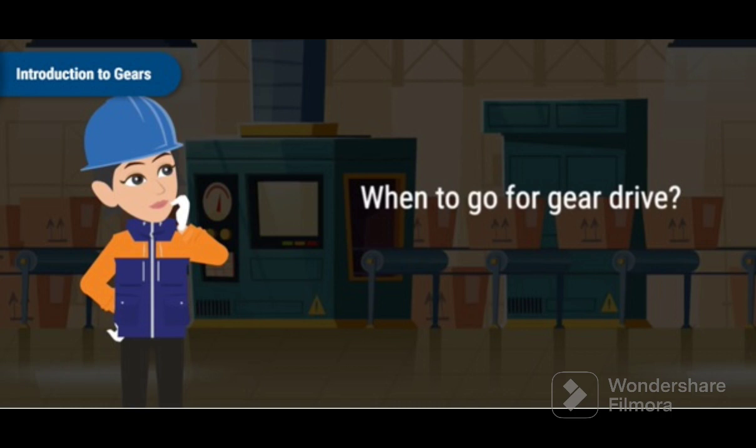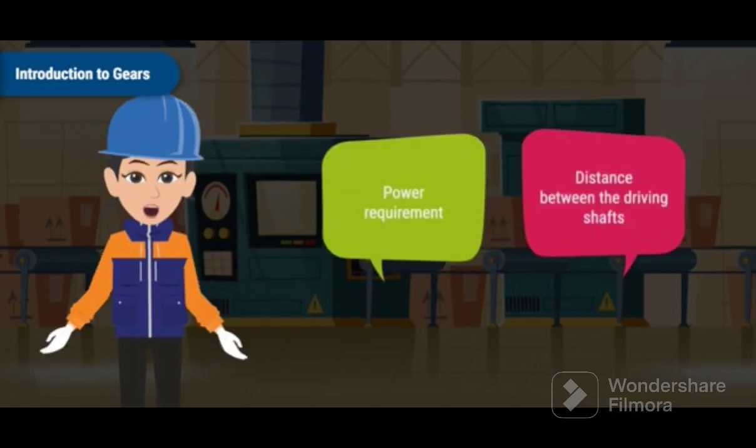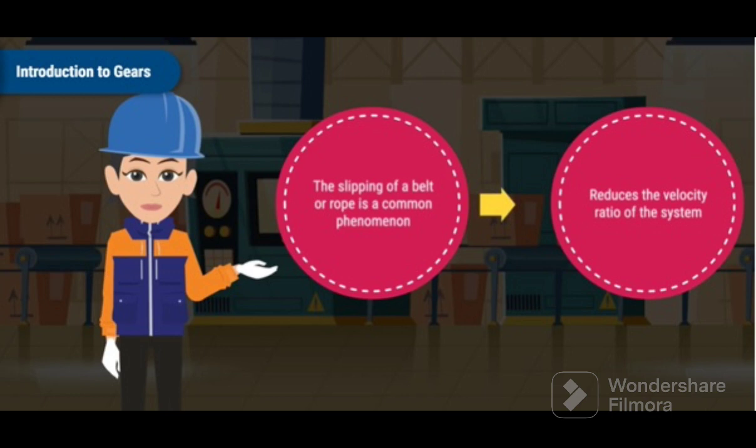When to go for gear drive? The selection of a particular type of drive depends mostly upon the power requirement and the distance between the driving shafts. The slipping of a belt or rope is a common phenomenon in the transmission of motion or power between two shafts. The effect of slipping is to reduce the velocity ratio of the system. In precision machines, in which a definite velocity ratio is important, as in watch mechanism, the only positive drive is by gears or toothed wheels.